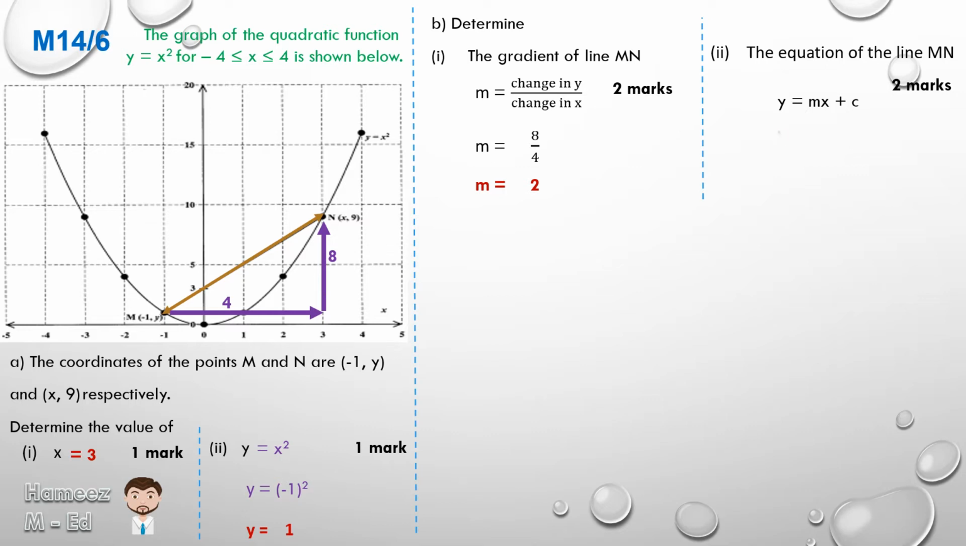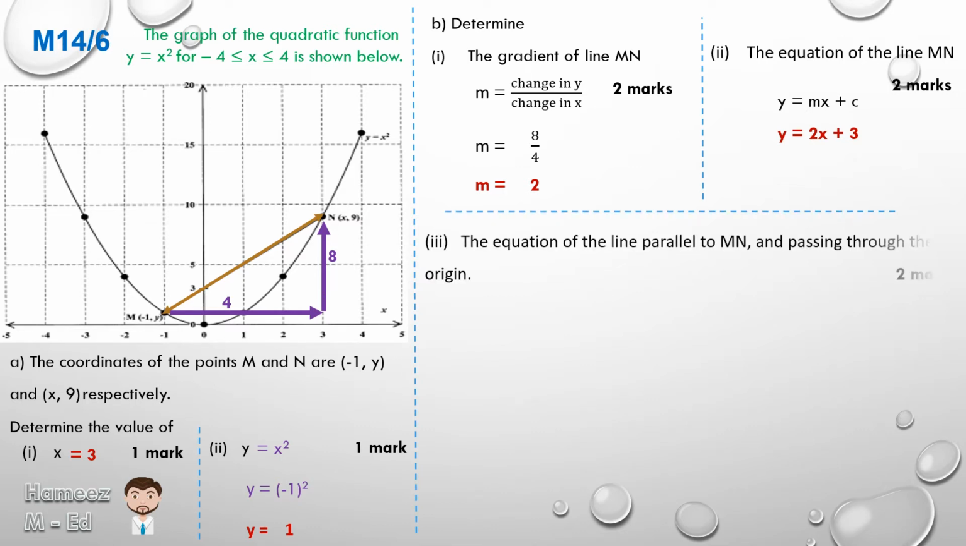Yes, we do. We worked it out in part 1 to be 2. And do we know C? C is our y-intercept, where it's cutting the y-axis. And we can tell from the graph that it's cutting at 3. Therefore, we just need to substitute. So y is equal to 2x plus 3.